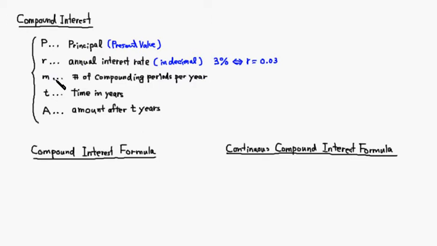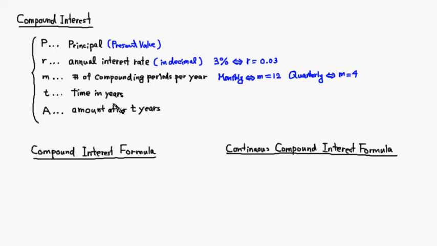M denotes the number of compounding periods per year. So if it's monthly, there are 12 months, 12 times per year, so M is going to be 12. If it's quarterly, then M is going to be 4, so it's every 3 months, and so on.